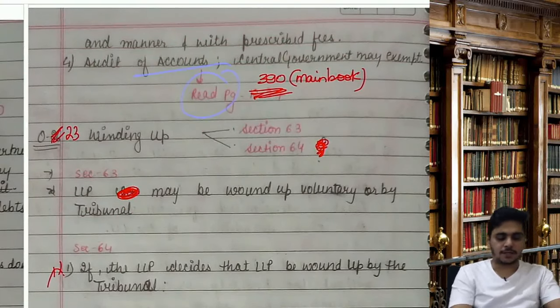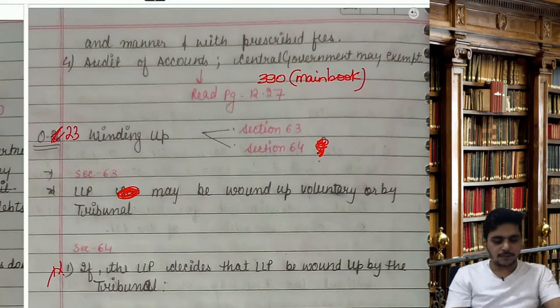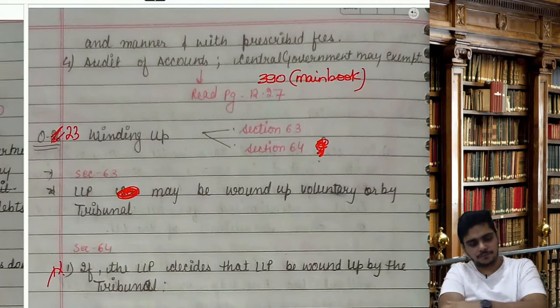You have to read page number 390 in the main book, and in the model paper, page number 12.97, the audit of accounts. Who will do it? A CA will do it. A practicing CA or a firm of chartered accountants or LLP.